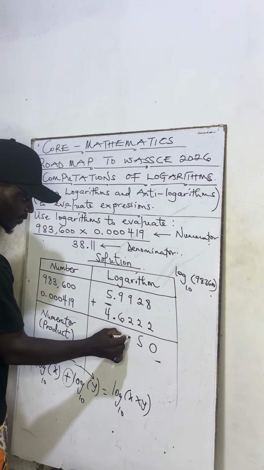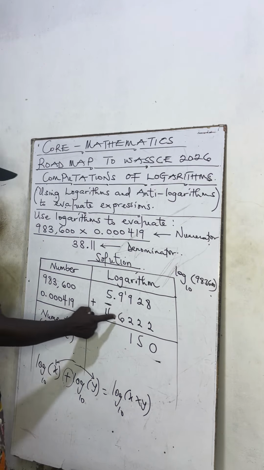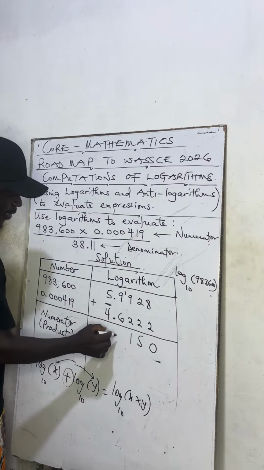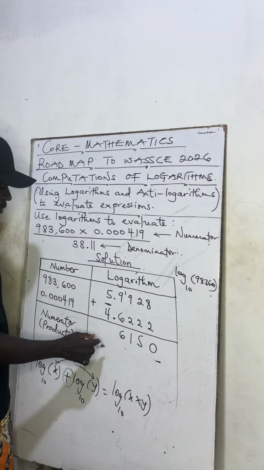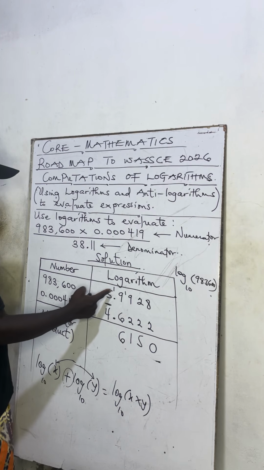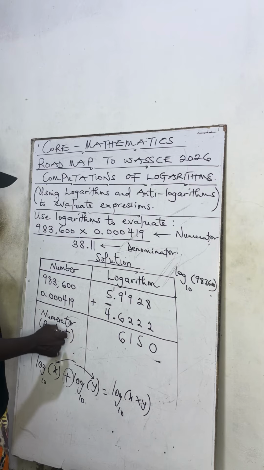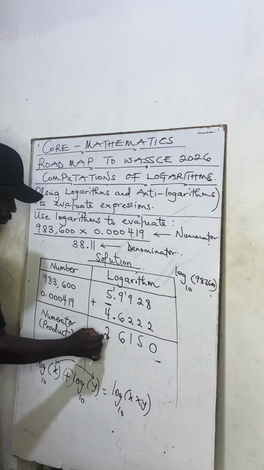9 plus 2 is 11. Write 1, carry 1. 1 plus 9 is 10, plus 6 is 16. Write 6, carry 1. 1 plus 5 is 6. Then 6 plus negative 4 is 2.